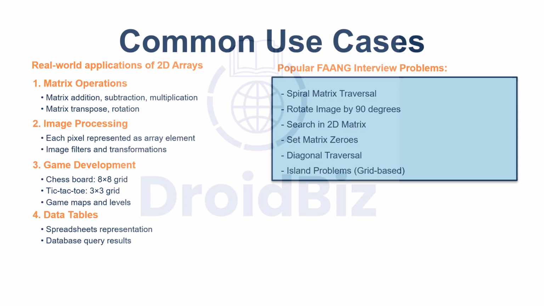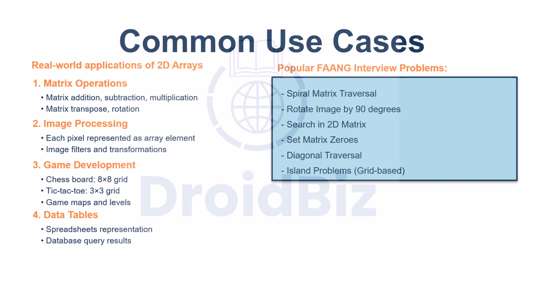Let's explore common use cases and interview problems for 2D arrays. Understanding these applications helps you see why 2D arrays are so important. First, matrix operations. 2D arrays are perfect for matrix addition, subtraction, and multiplication. You can also perform matrix transpose and rotation operations. Second, image processing. Each pixel in an image can be represented as an array element. This makes it easy to apply image filters and transformations.